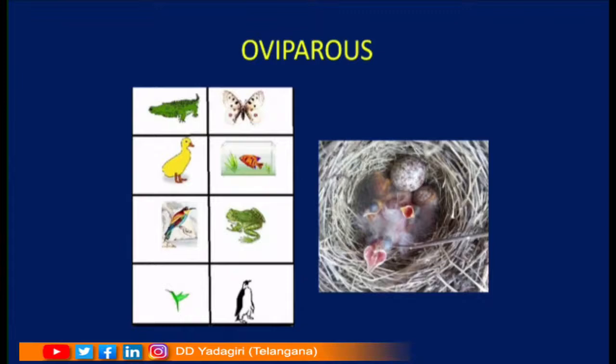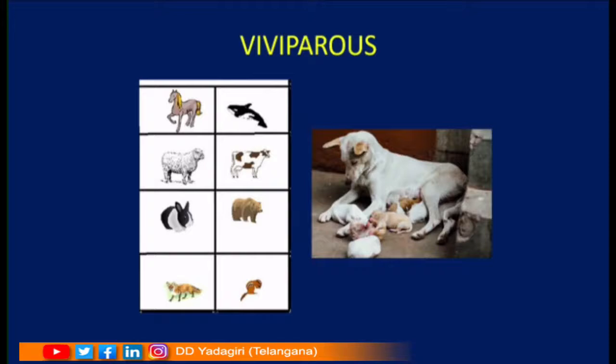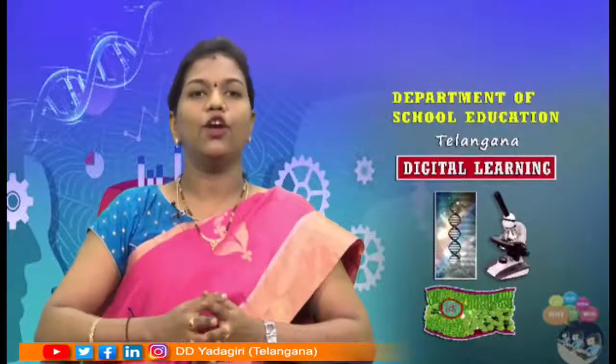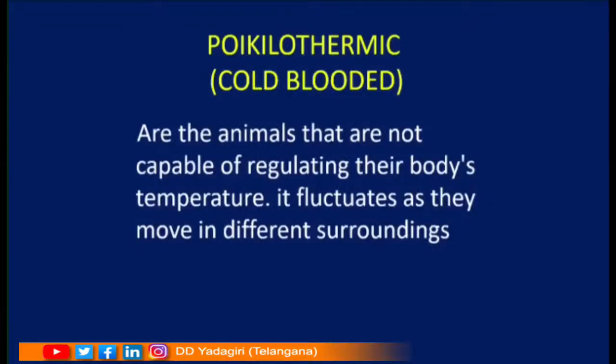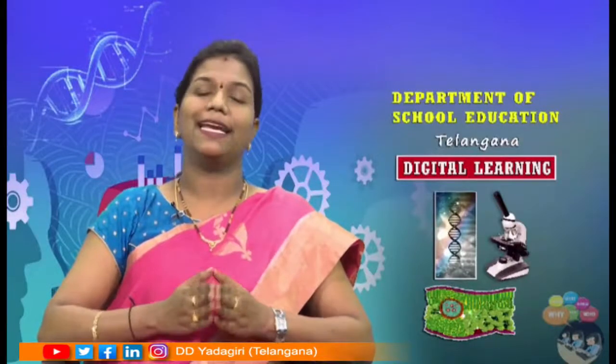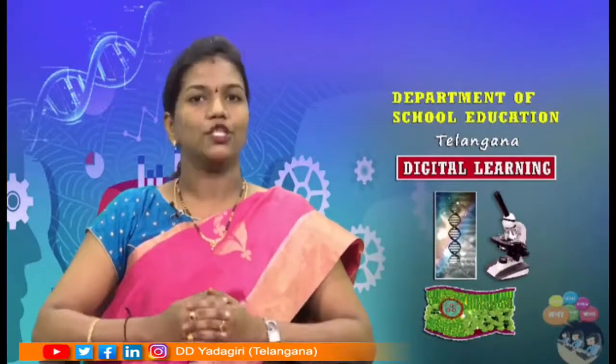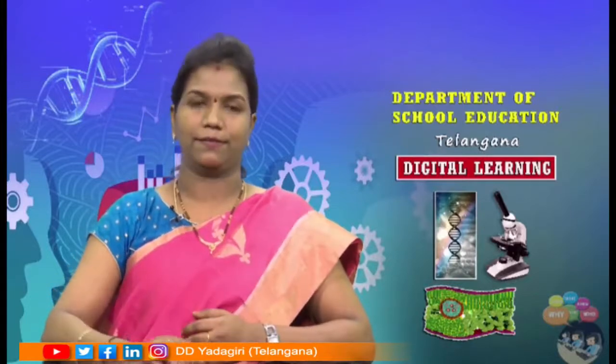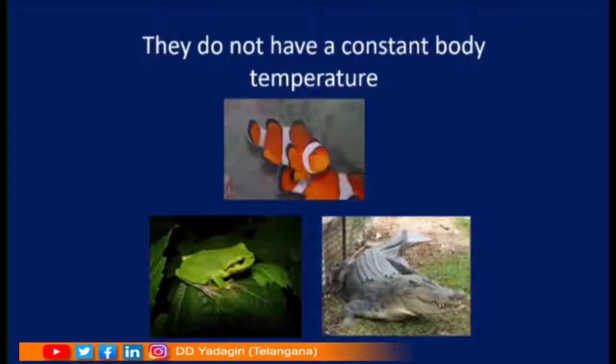Oviparous, that means egg-laying animals are oviparous. Viviparous, those animals which give birth directly to the young ones are viviparous. Poikilothermic, that means, children, cold blooded. These are animals that are not capable of regulating their body temperature. It fluctuates as they move in different surroundings. For example, a fish can't control its own body temperature, so it changes according to the environment. They do not have a constant body temperature, examples are fishes, frogs and crocodiles.